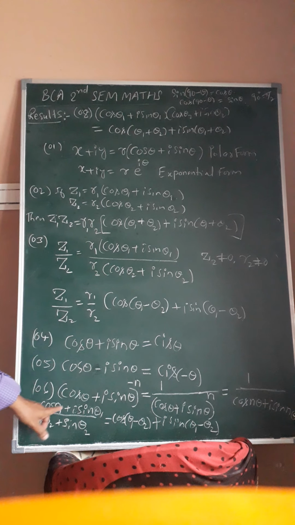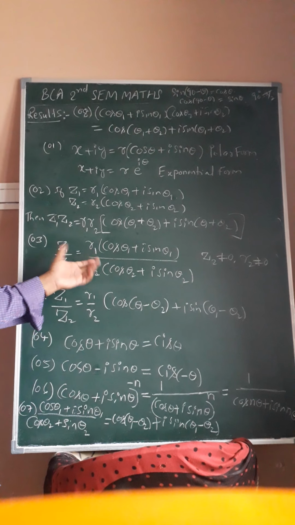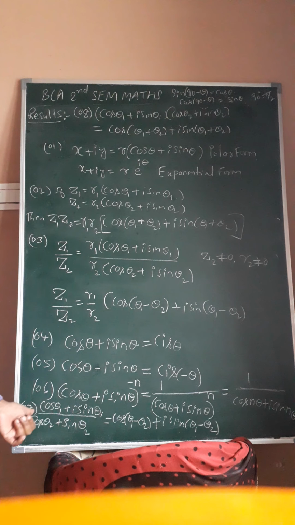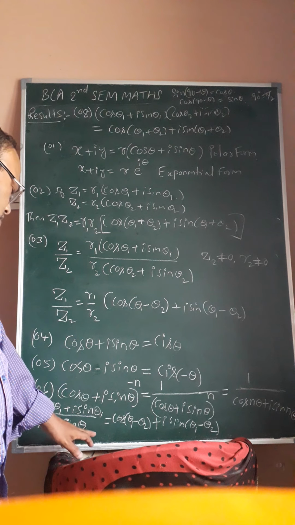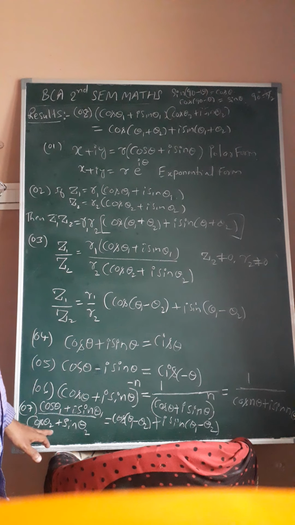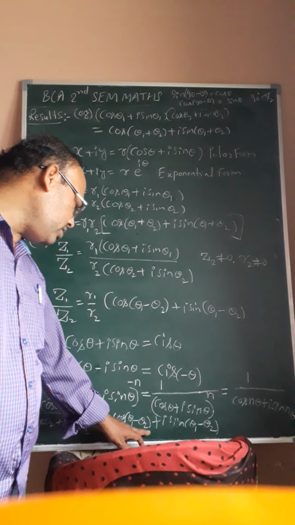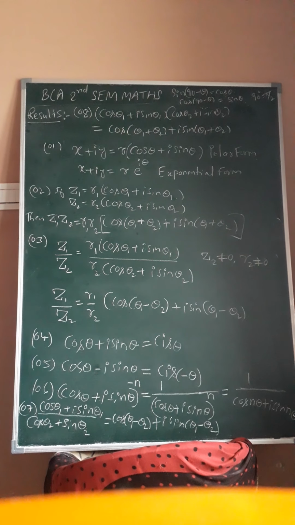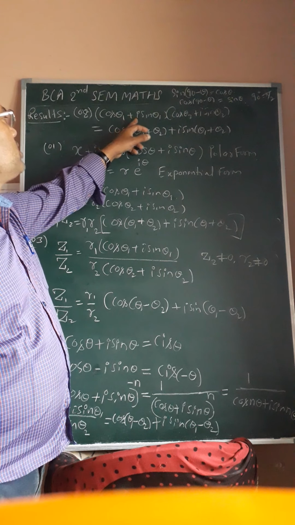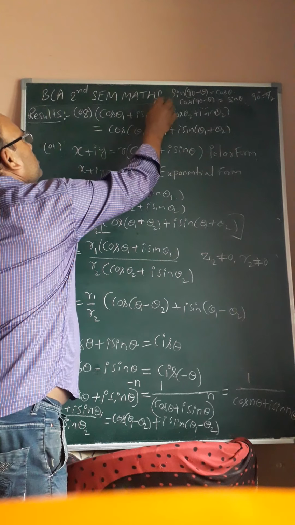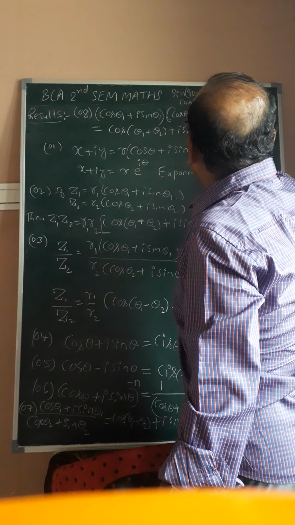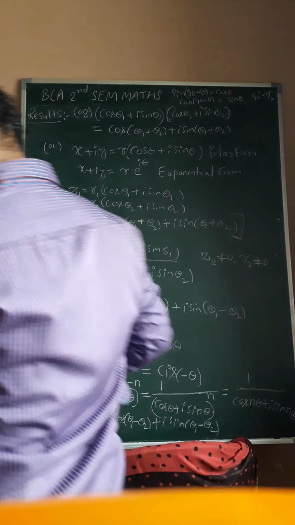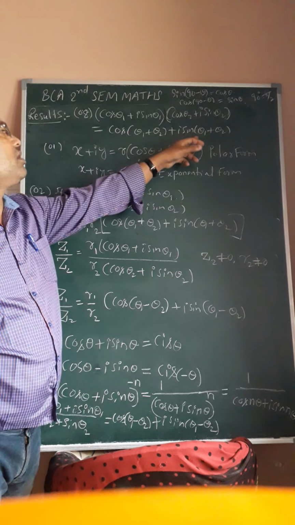Here, in the division of these complex numbers, r will have some value; r may be 1 in that case. Cos theta 1 plus i sin theta 1 divided by cos theta 2 plus i sin theta 2 is equal to cos of theta 1 minus theta 2 plus i sin of theta 1 minus theta 2. Similarly, the multiplication of cos theta 1 plus i sin theta 1 into cos theta 2 plus i sin theta 2 is equal to cos of theta 1 plus theta 2 plus i sin of theta 1 plus theta 2.